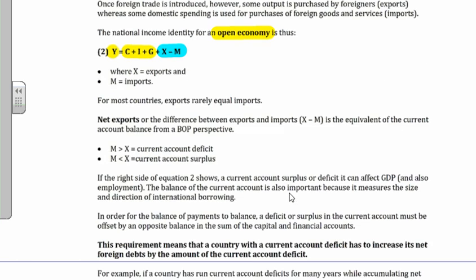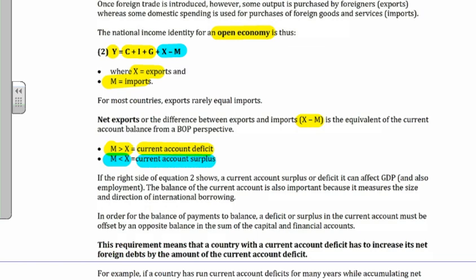Net exports is the difference between X and M. X is exports, M is imports. How does this relate to our current account? If I'm importing, bringing things into my country more than I'm sending out in terms of my exports, I've got a current account deficit. If I'm exporting, sending more out than what I'm bringing in, we've got a current account surplus. So what do we see?